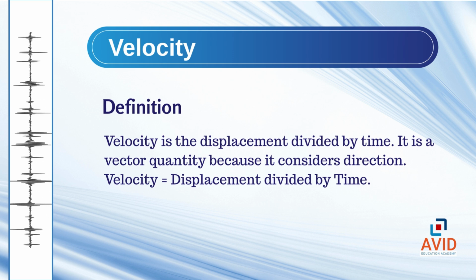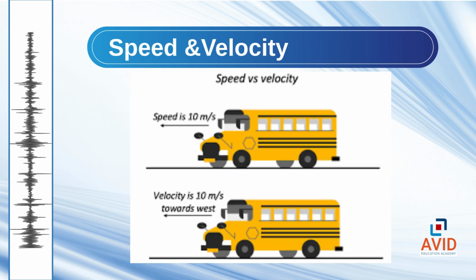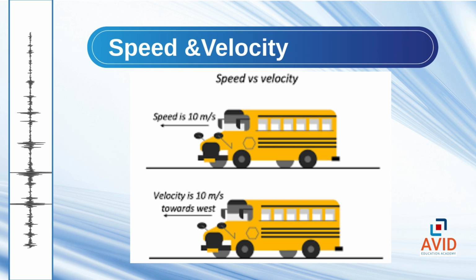Velocity equals displacement divided by time. So remember, speed is scalar, velocity is vector. Speed does not tell direction, but velocity does. Let us take some simple examples.